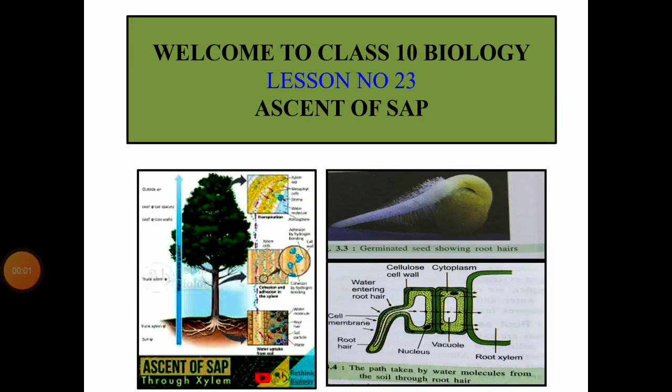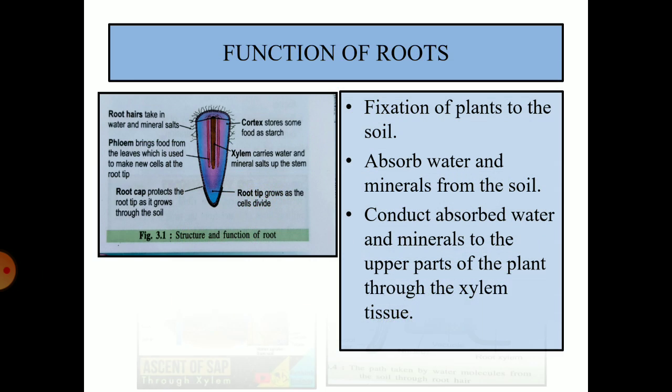Good morning, children. Welcome to Class 10 Biology, lesson number 23, Ascent of Sap. In this chapter, we will be discussing the structure of the root and what makes it immensely useful for absorbing water. Also, the different methods by which water is absorbed from the soil and transported to the adjoining cells. But first, let us study the function of the roots.